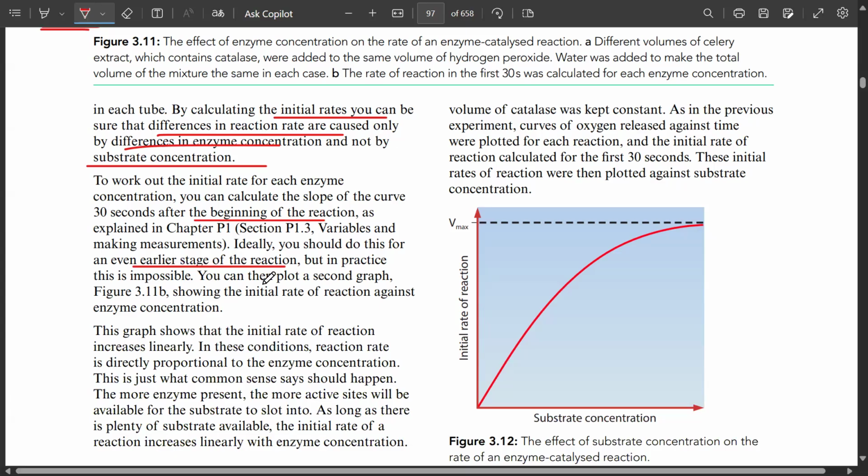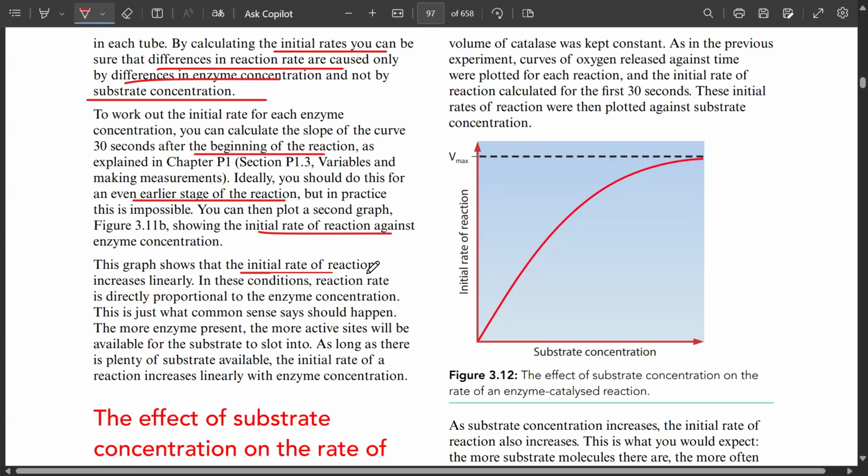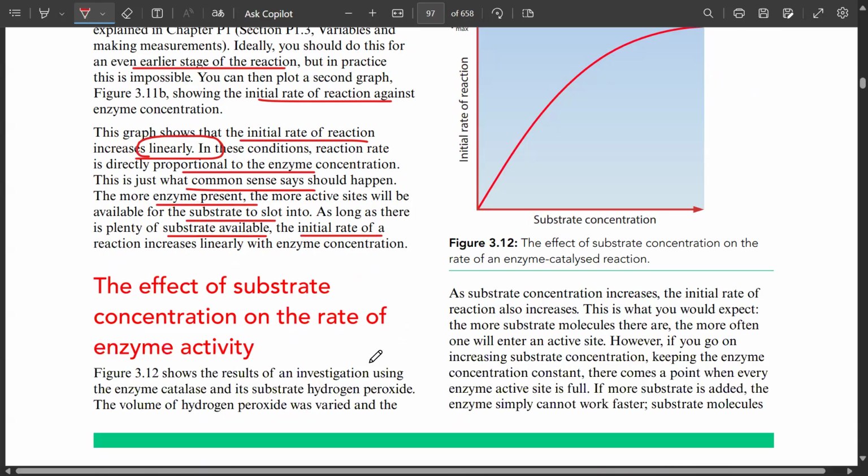So you can then plot a second graph showing the initial rate of reaction against enzyme concentration. The graph shows that the initial rate of reaction increases linearly. Linearly means a directly proportional relation to the enzyme concentration. Directly proportional means when one variable increases, the other variable also increases, or if one variable decreases, the other one also decreases. This is just what common sense says should happen. The more enzyme is present, the more active sites will be available for the substrate to slot into. As long as there is plenty of substrate available, the initial rate of reaction increases linearly with the enzyme concentration.